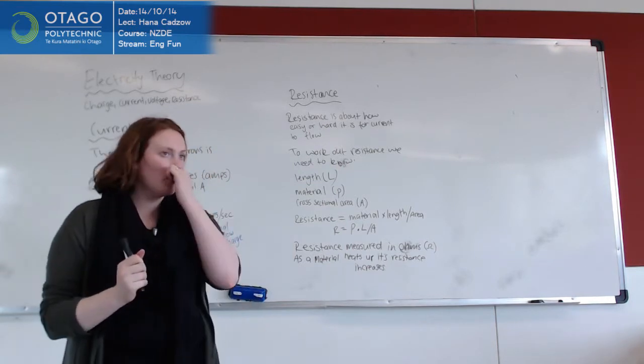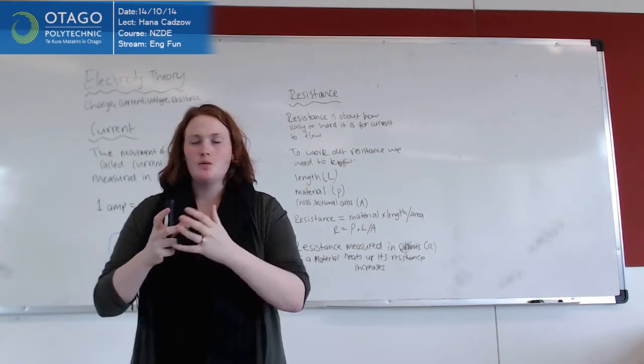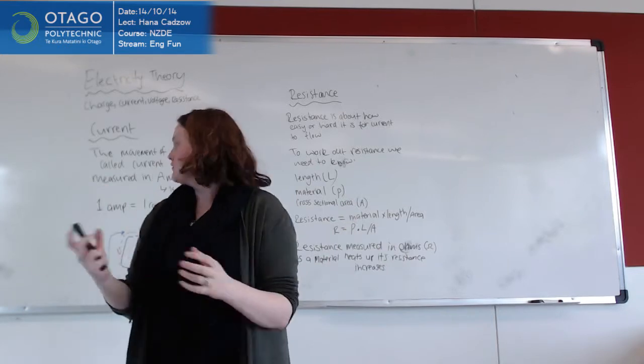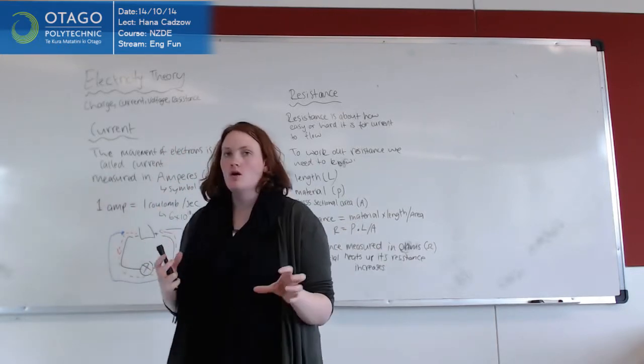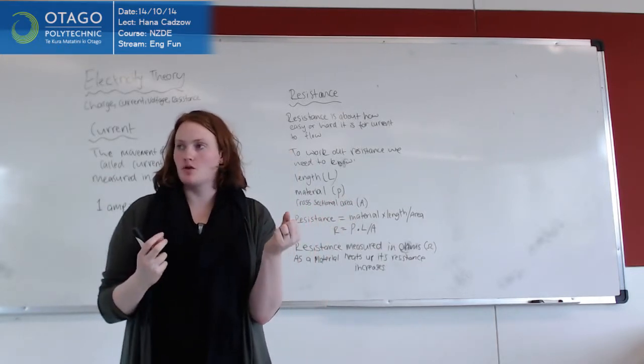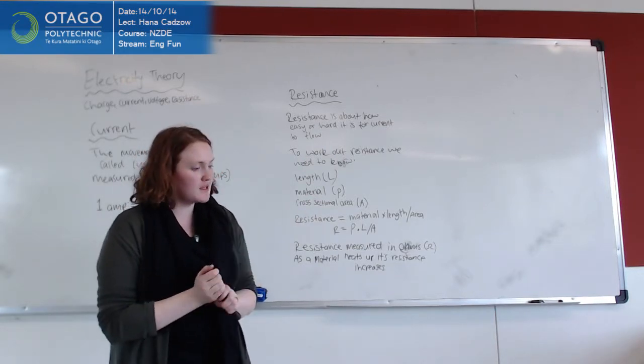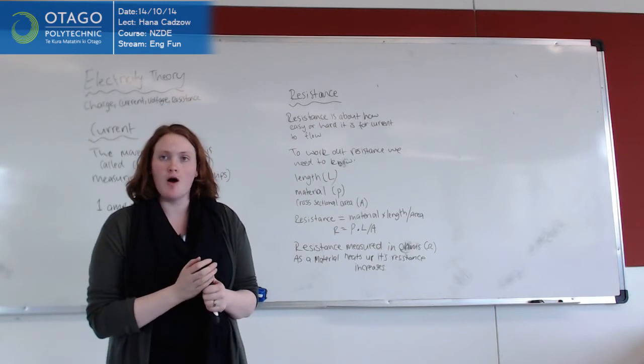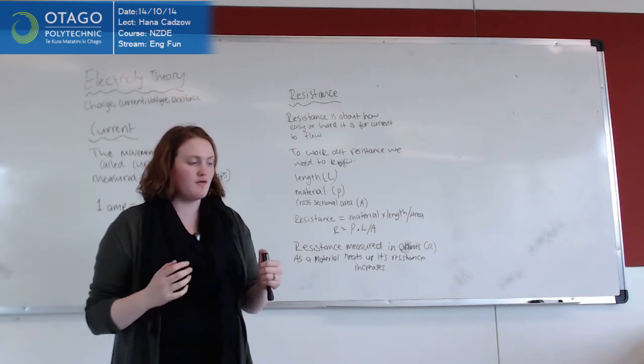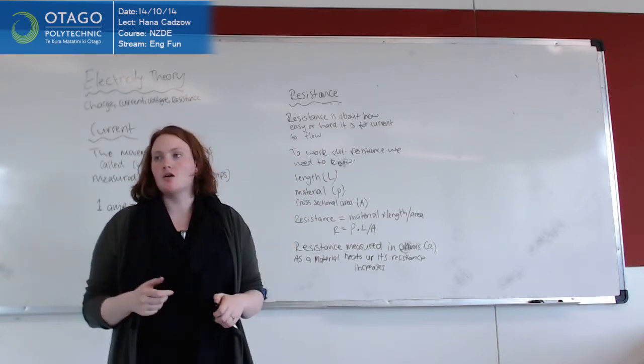So far we know what charges are, we know what we call it when they're moving around, and we know what things stop them. So resistance provides stopping for that. The next thing we're going to talk about is voltage, which is a measure of how much energy that current carries.